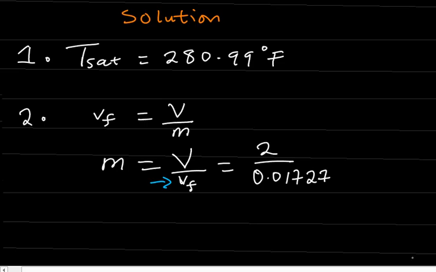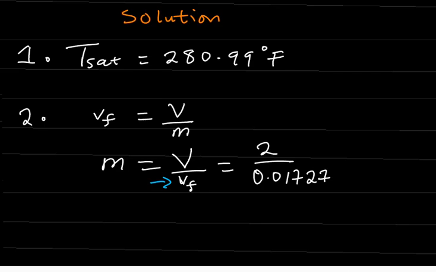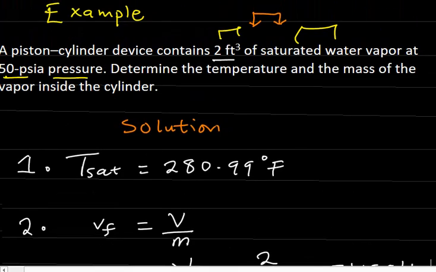Okay, so 2 divided by 0.0, okay, all right. 1727. Let's see what we have. 115. Okay, but this is English. Okay, mass is always measured in kilogram, right?